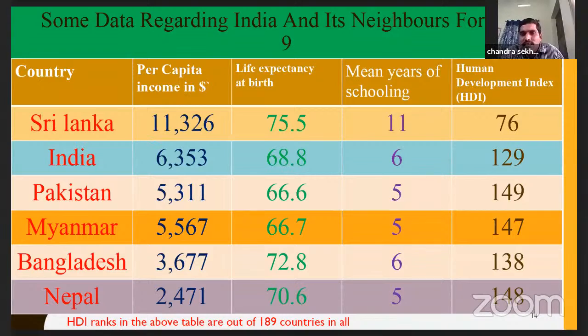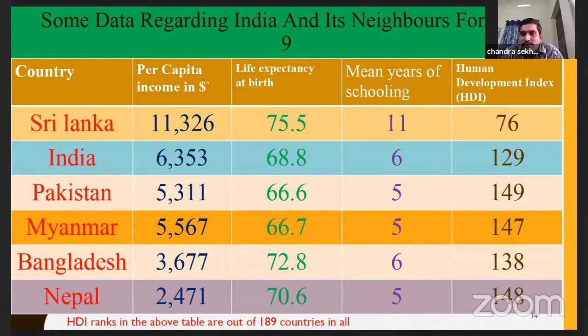Sri Lanka has more per capita income. Pakistan has 5,311 US dollars per capita income. Myanmar has 5,567. Bangladesh has half of India's per capita income, that is 3,677 US dollars. Nepal has 2,471 US dollars per capita income.